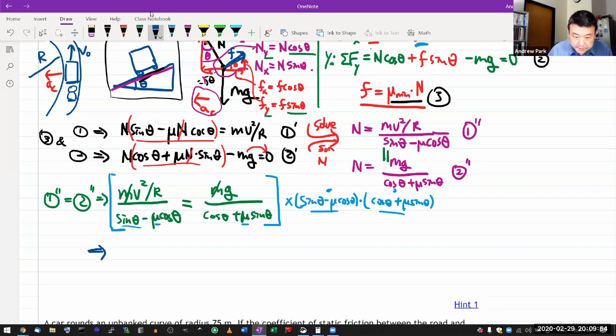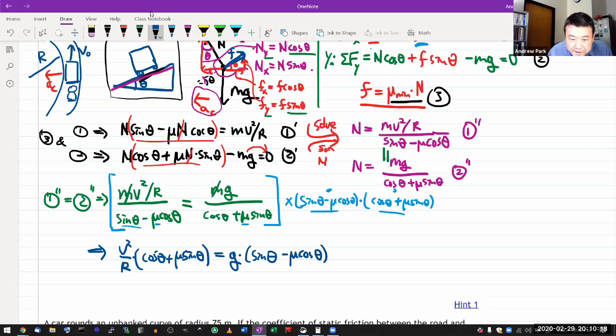So let me write down the version of the equation where all that has been done. And you get v squared over r times the thing on the right, so cosine theta plus mu sine theta, is equal to g times the thing on the left, sine theta minus mu cosine theta. Now I need to collect like terms, by which I mean all the terms that contain mu. So let me collect them on the left-hand side and everything else on the right. So doing that gets me this.